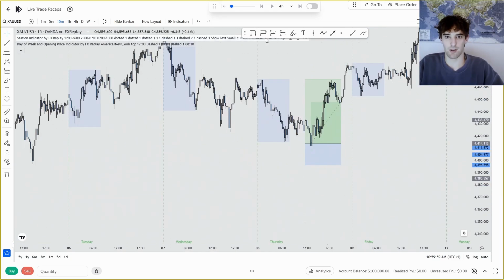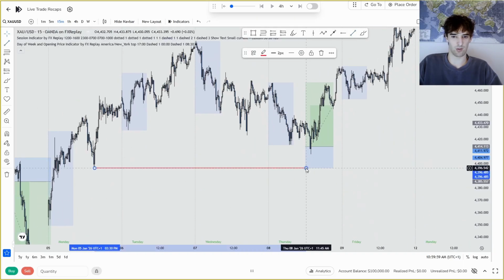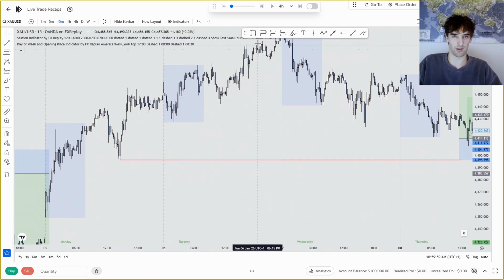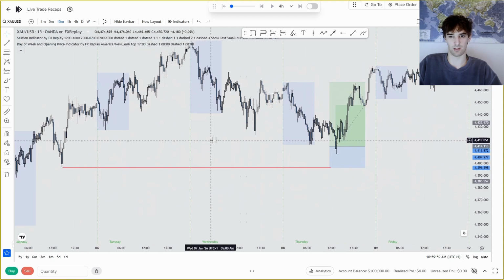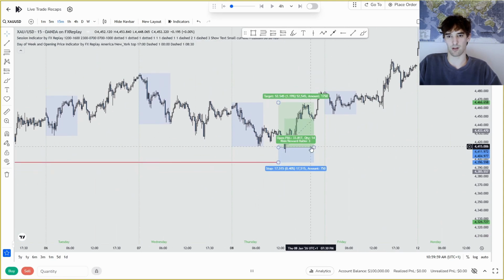Okay, so this is another example on gold, trending bullish. We see this clean swing low. You can see the reaction, very clean. Then we see all this liquidity being swept, target Asia high, and we get a clean 3R.